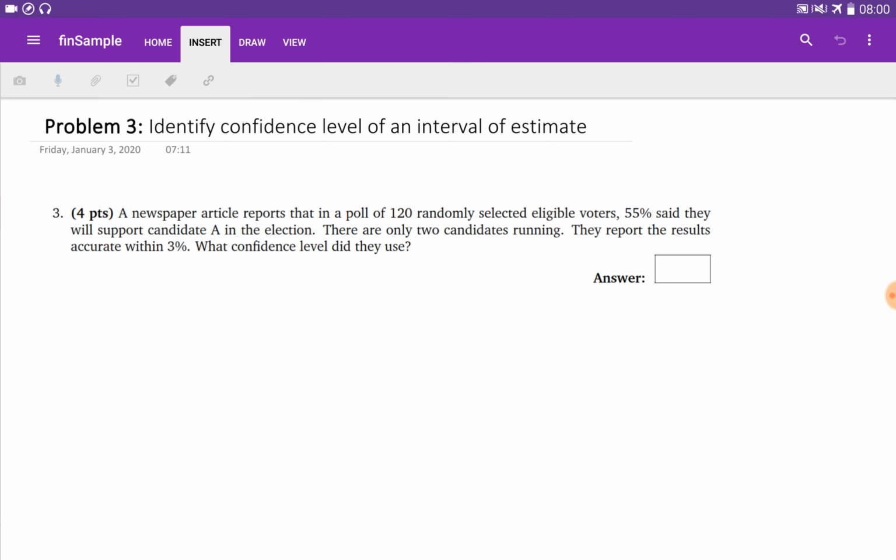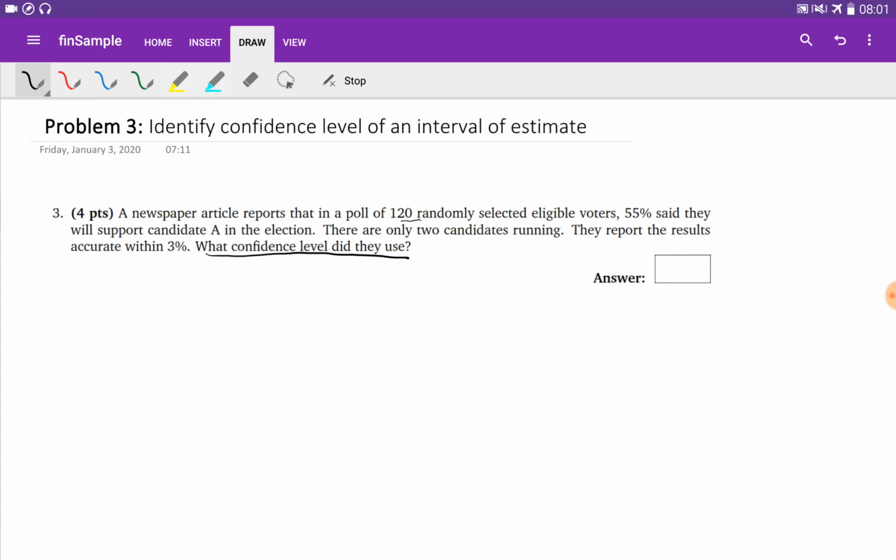So let's go to problem number 3. The newspaper article reports that in a poll of 120 randomly selected eligible voters, 55% say that they are going to support candidate A in the elections. There are 2 candidates running. The result was accurate within 3%. So what confidence level did they use for their research?